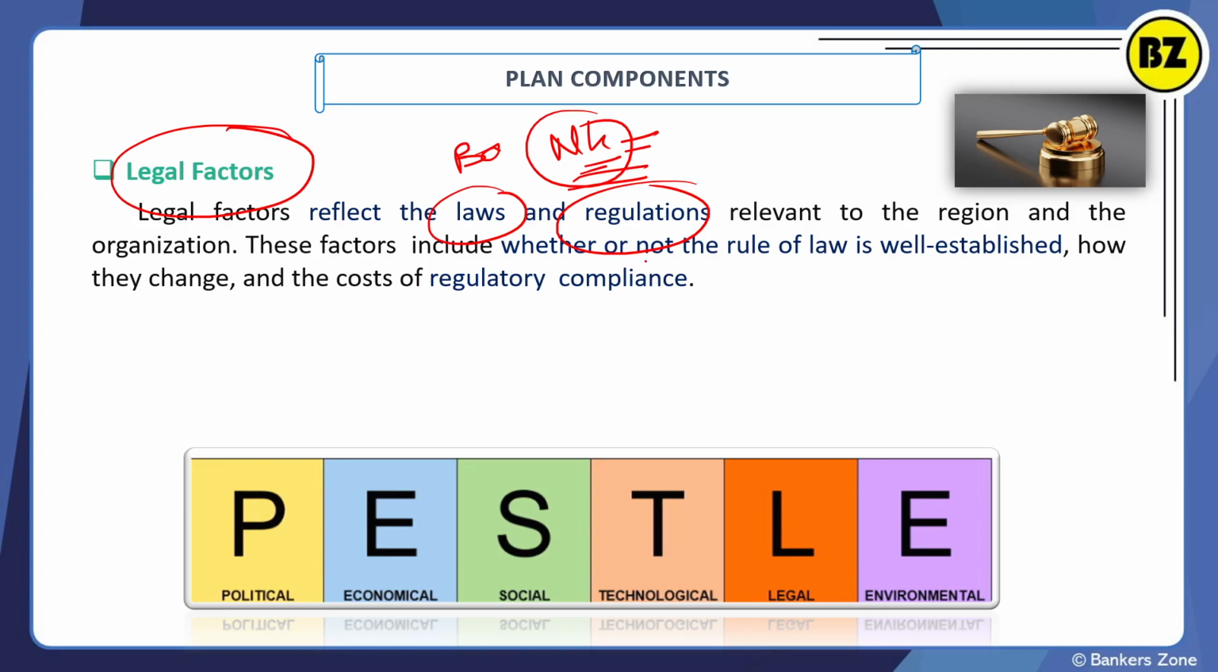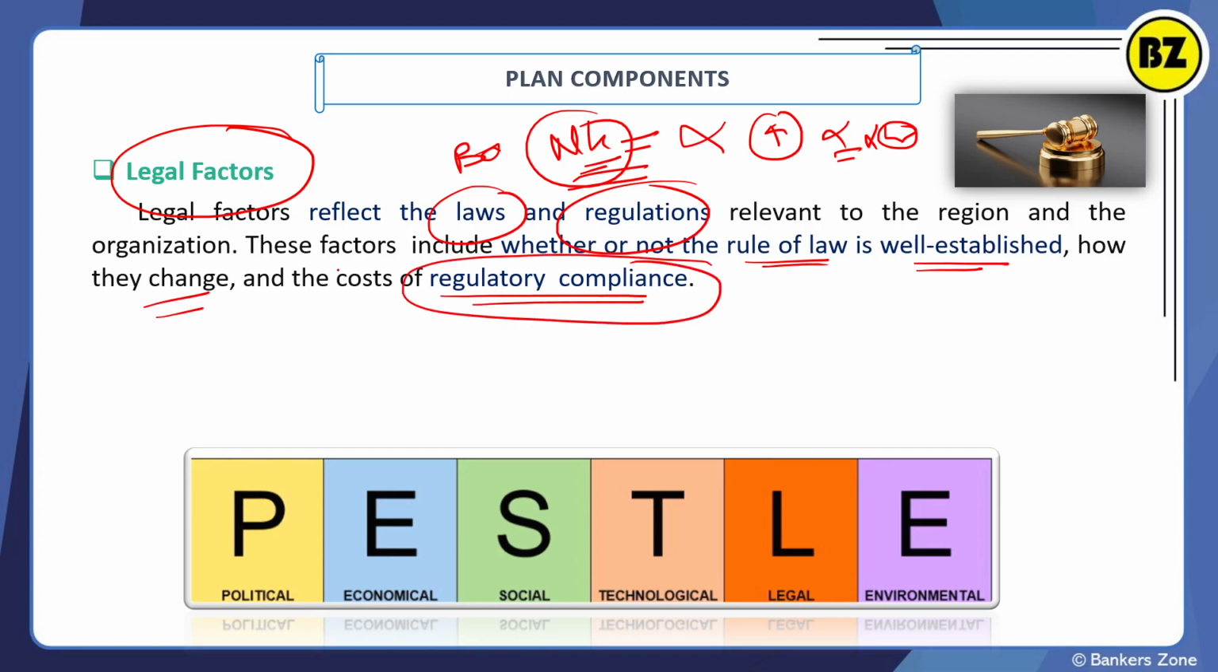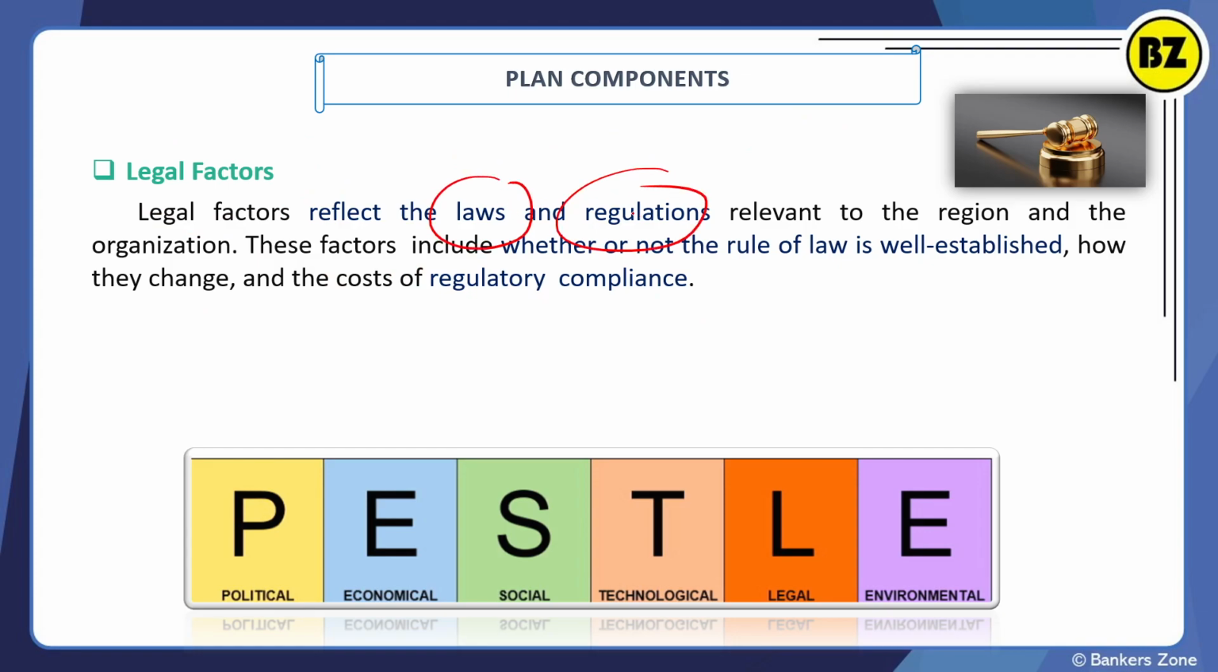Apart from that, we have to understand whether the rule of law is well established or not. In North Korea, it is obviously not, right? So anytime they can change. If early in the morning Kim Jong Un wakes up, he can change the rule directly 180 degrees, right? He is a dictator. So the cost of regulatory compliance, what is the cost for it, that must be taken care of. Those are the legal factors. Legal means simply remember the different laws and regulations in that country, right? So that must be taken care of.